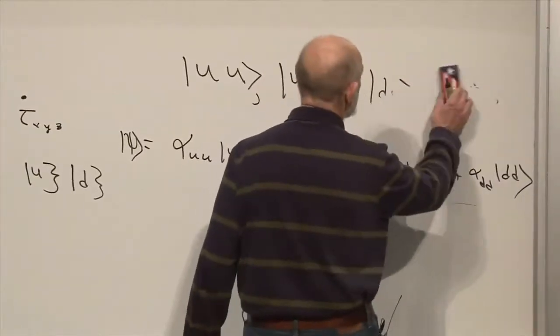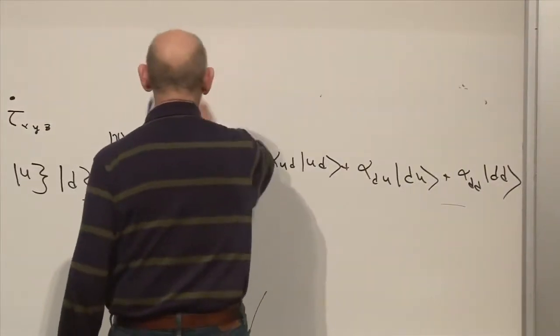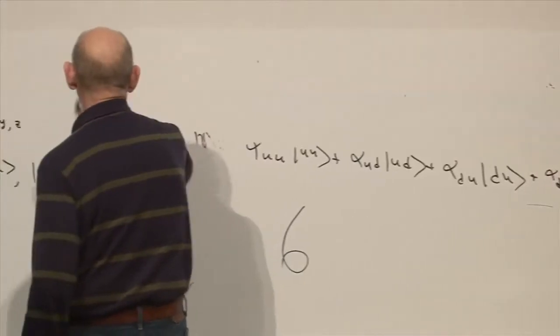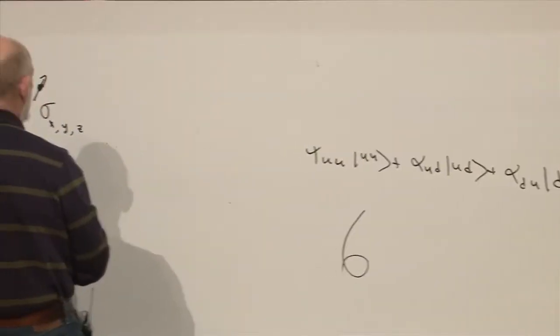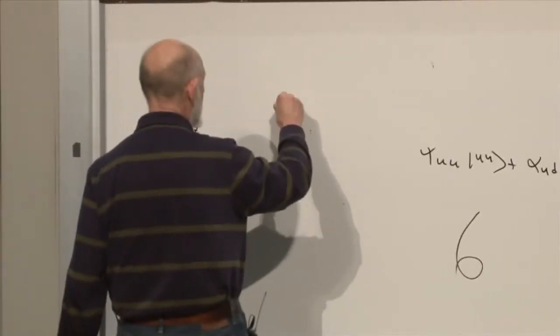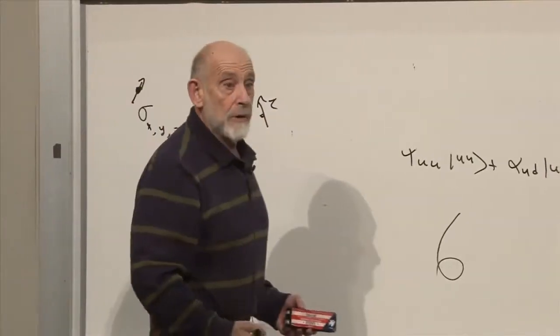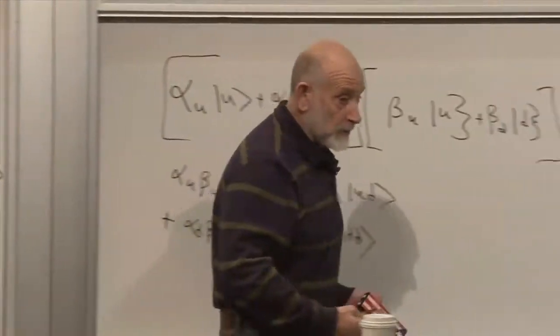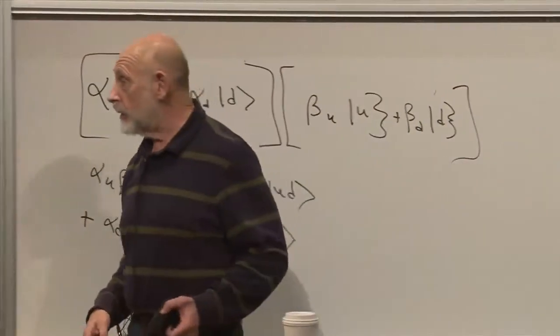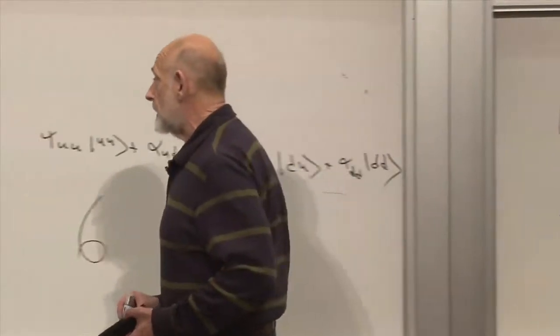Okay, now let's talk about observables. Now we come to observables. What are the observables for this composite system? Well, they must be the same observables as for the separate systems by themselves. In other words, sigma x, y, and z, and tau x, y, and z.